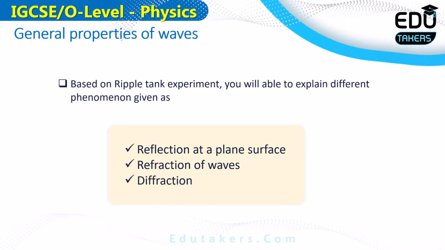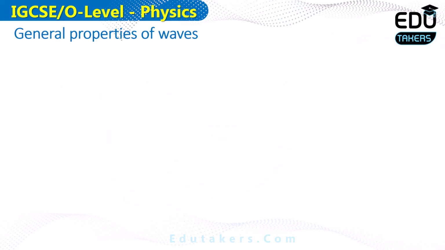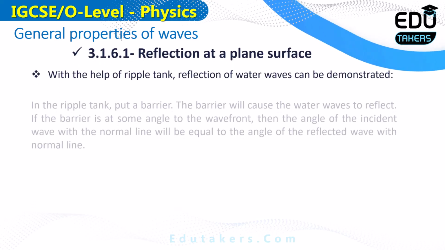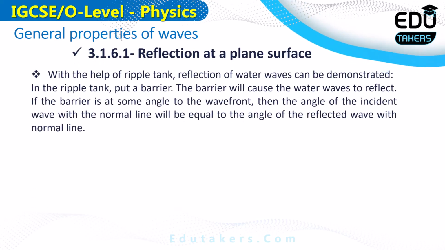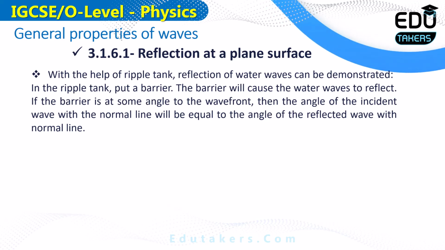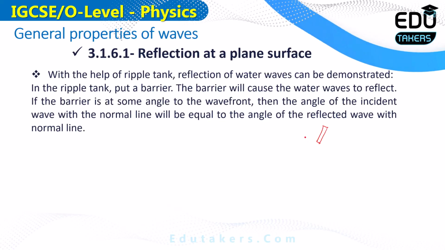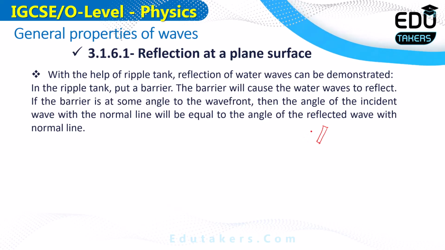So first of all, let's start with the reflection at the plane surface. How are the water waves reflected by the plane surface? With the help of the ripple tank experiment, you can easily understand what is meant by the reflection of the water wave. In the ripple tank, you need to place a barrier here, and it should be at some angle. Because of this barrier, when the water waves come here, they get reflected.